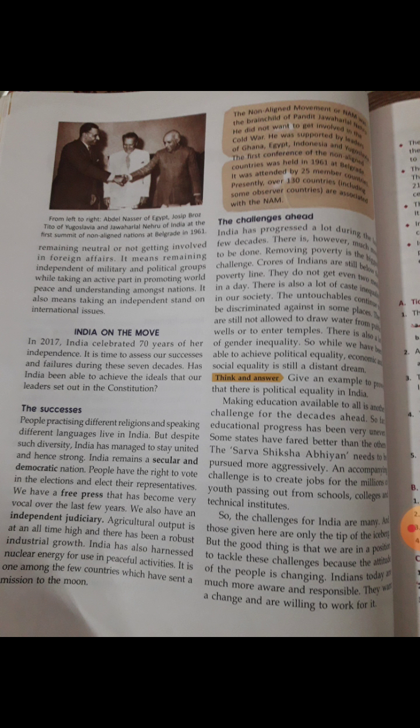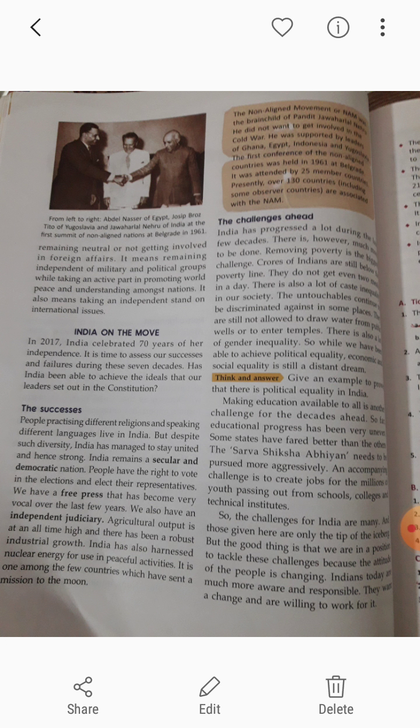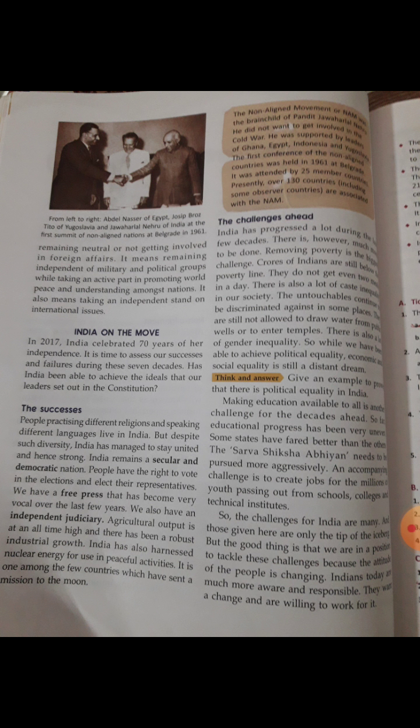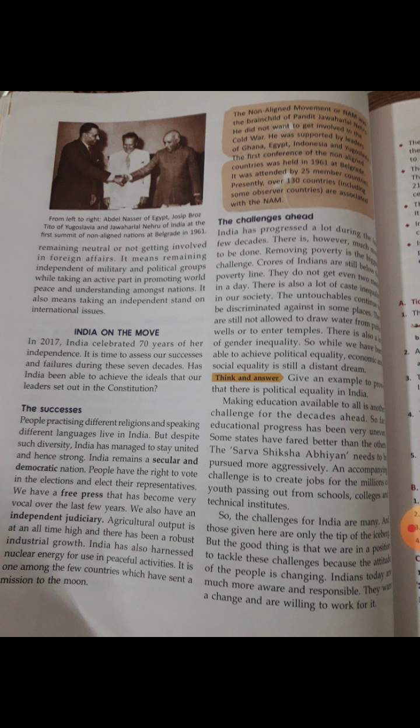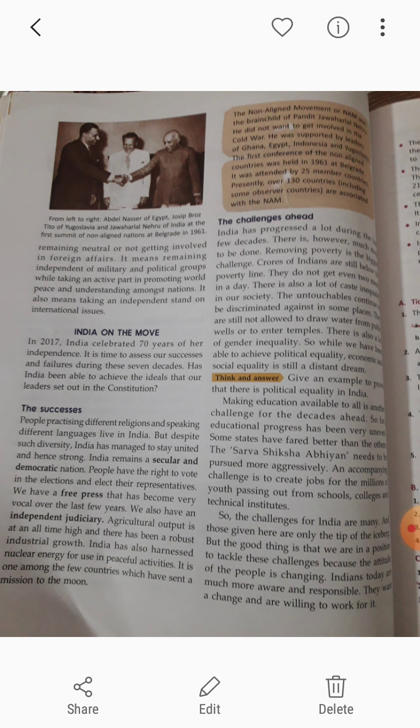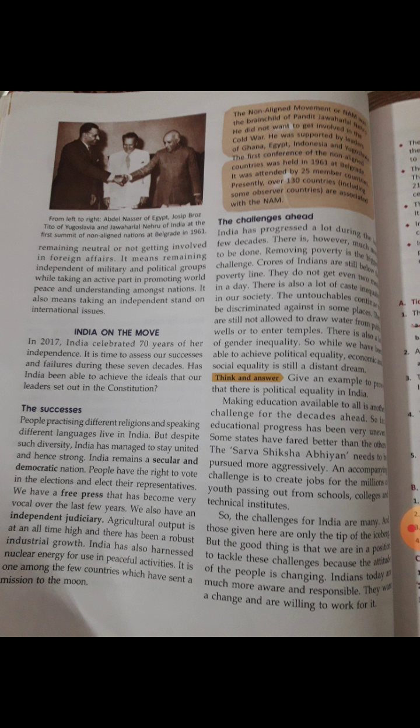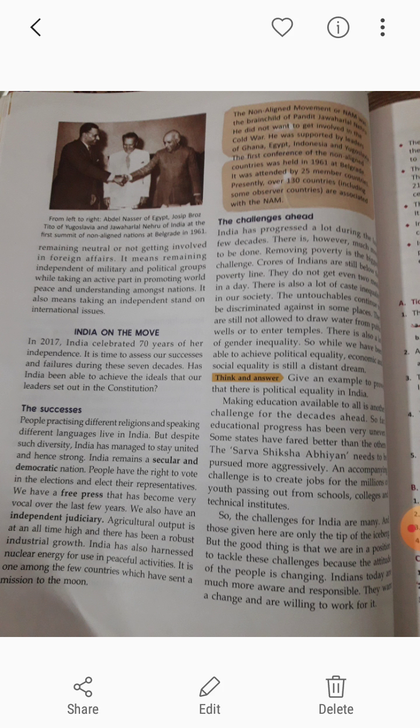But the good thing is that we are in a position to overcome all these challenges because the attitude of the Indian people keeps on changing. Indians today are much more aware and more responsive. They want a change and they are willing to work for it.